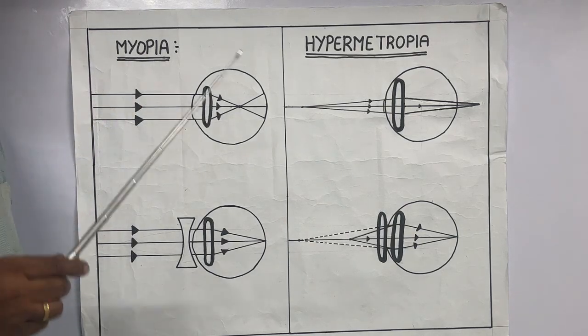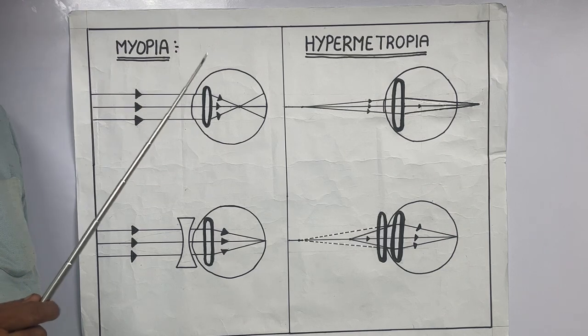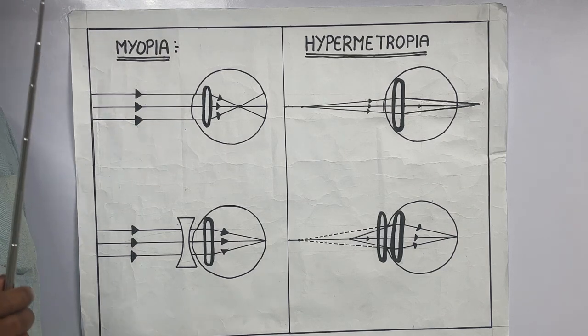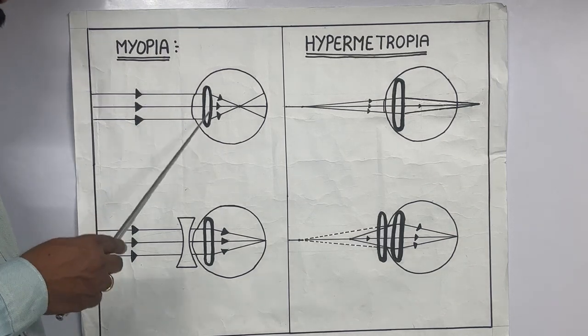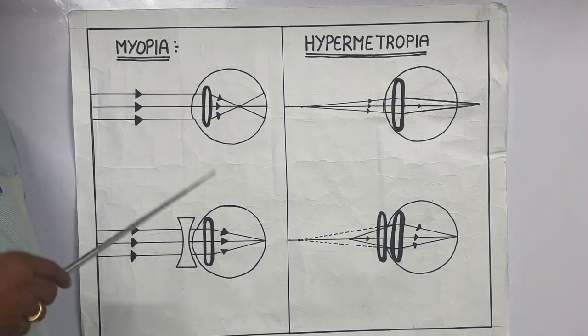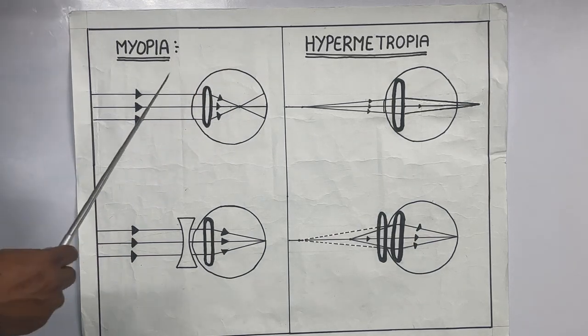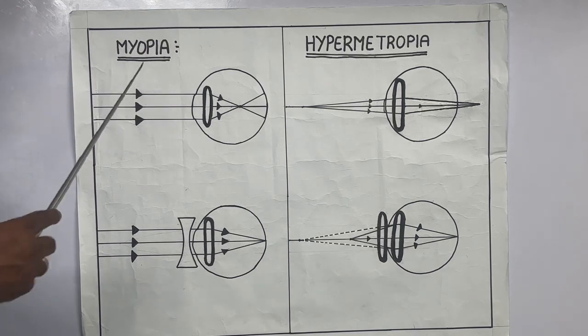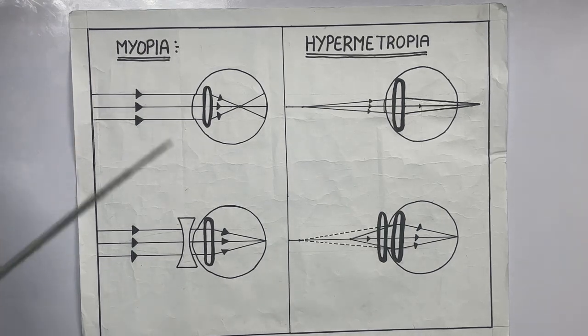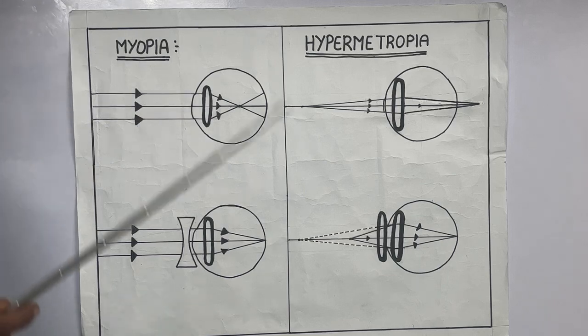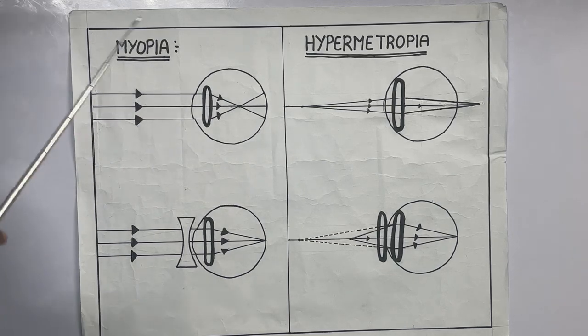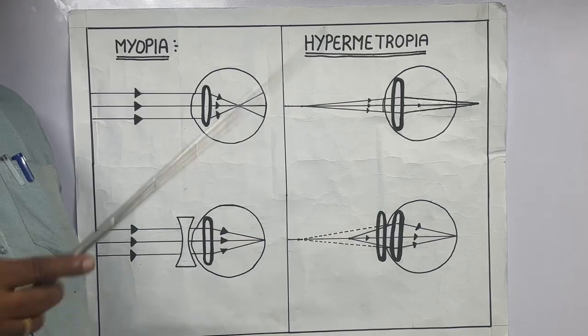Myopia means we can't see the far objects. We can see the near ones clearly. But don't be confused here. Short sight makes you feel that we can't see the near ones. No. Short sight means we can't see the far ones.